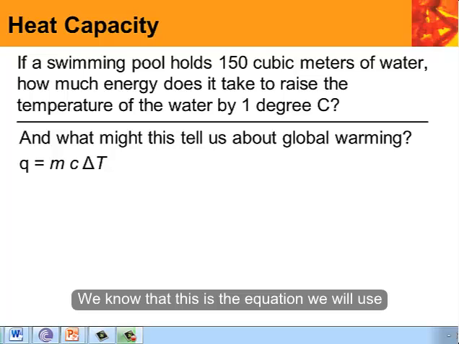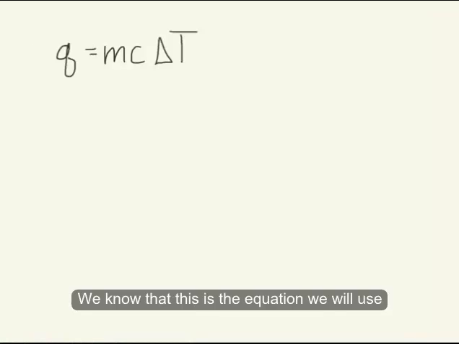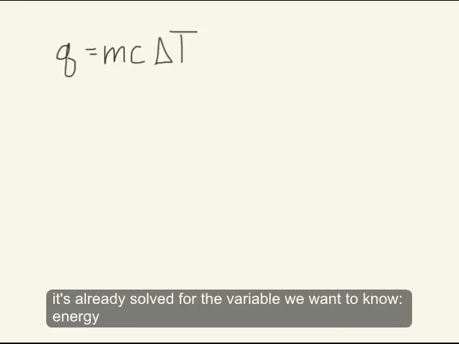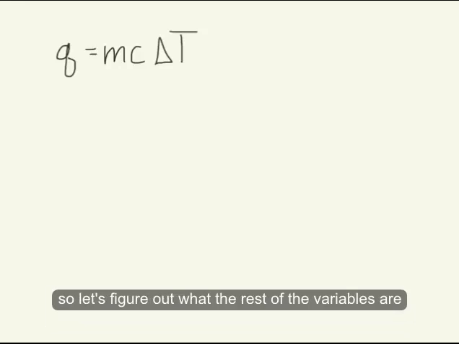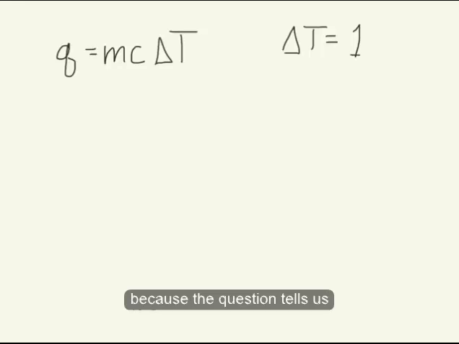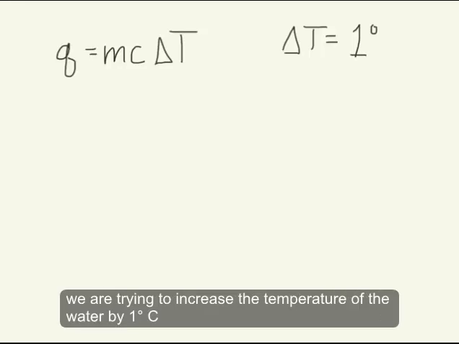We know that this is the equation we will use, and we don't even have to rearrange the variables. It's already solved for the variable we want, Q, heat energy. So let's figure out the rest of them. The change in temperature is the easiest because the question tells us we're trying to increase the temperature of the water by 1 degree Celsius.